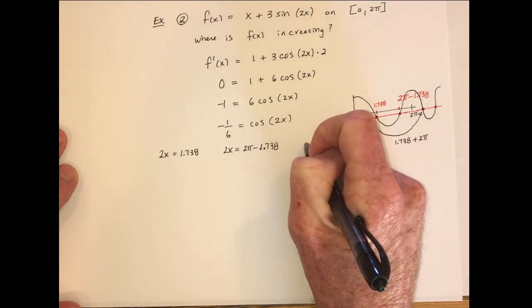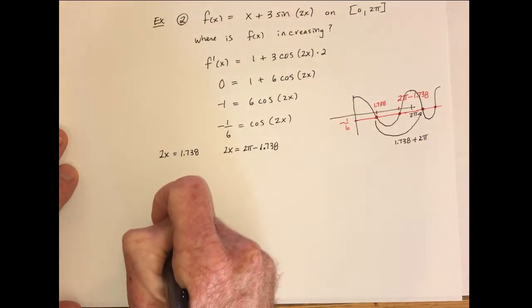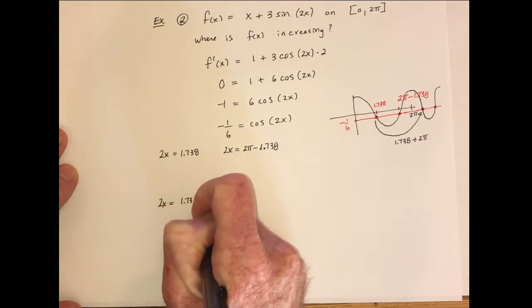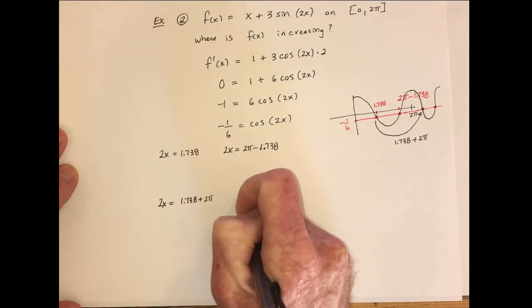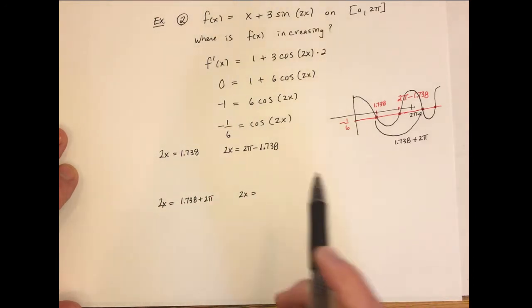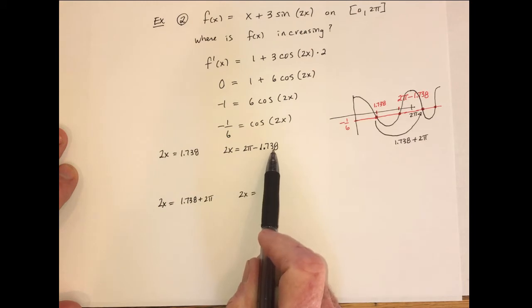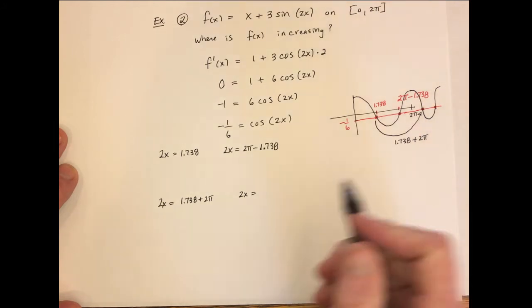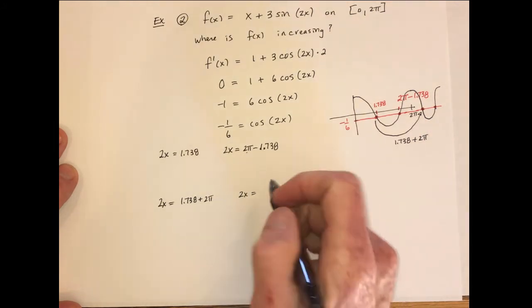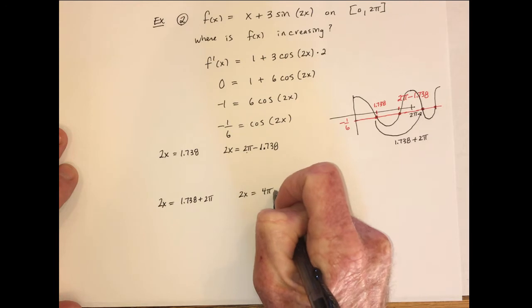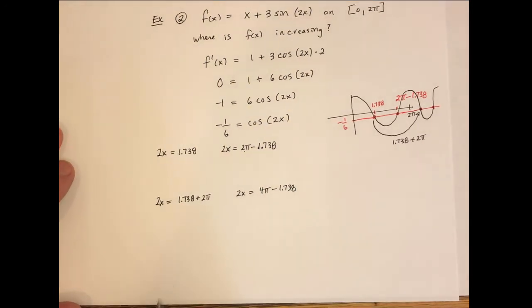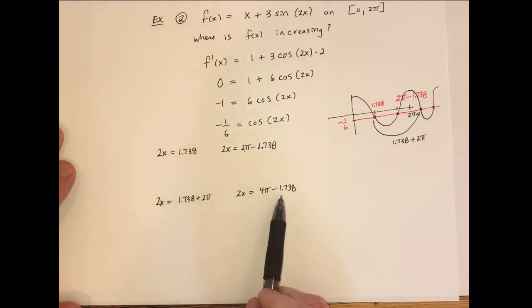So a third answer is going to be, I'll write it right here, 2x equals 1.738 plus 2 pi. And then also, if you take this answer and add on 2 pi, you'll get this fourth one over here. So if I add a 2 pi onto this, that's actually going to be 4 pi minus 1.738. Now, in order to get the 4 answers, we need to divide them all by 2.